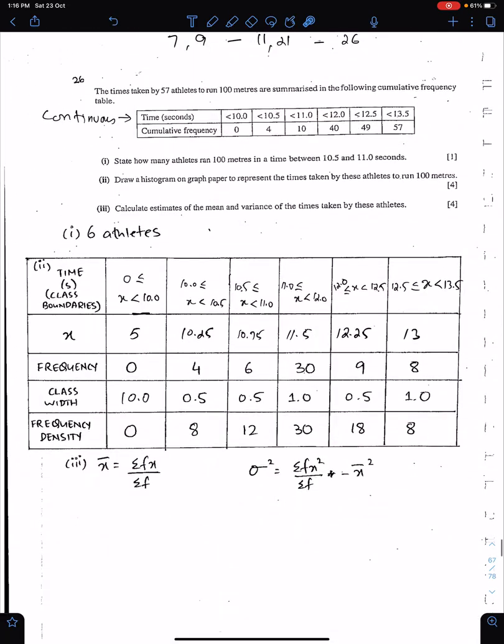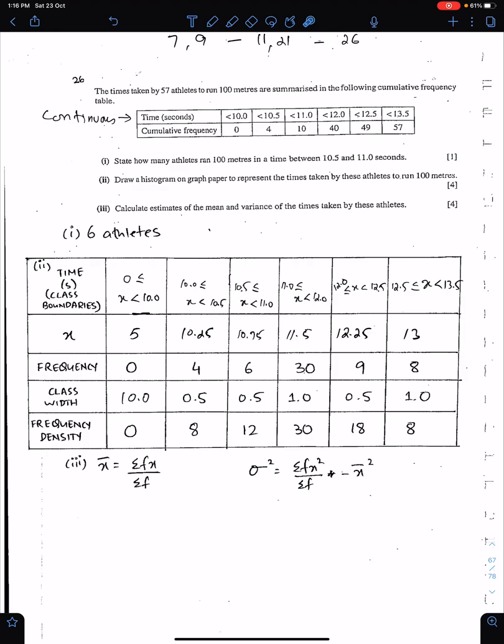This is here. And now get the mid values for the calculation of mean and variance. We need mean and variance. For histogram, use this data. You can draw histogram. You can draw histogram with the help of this data as well.